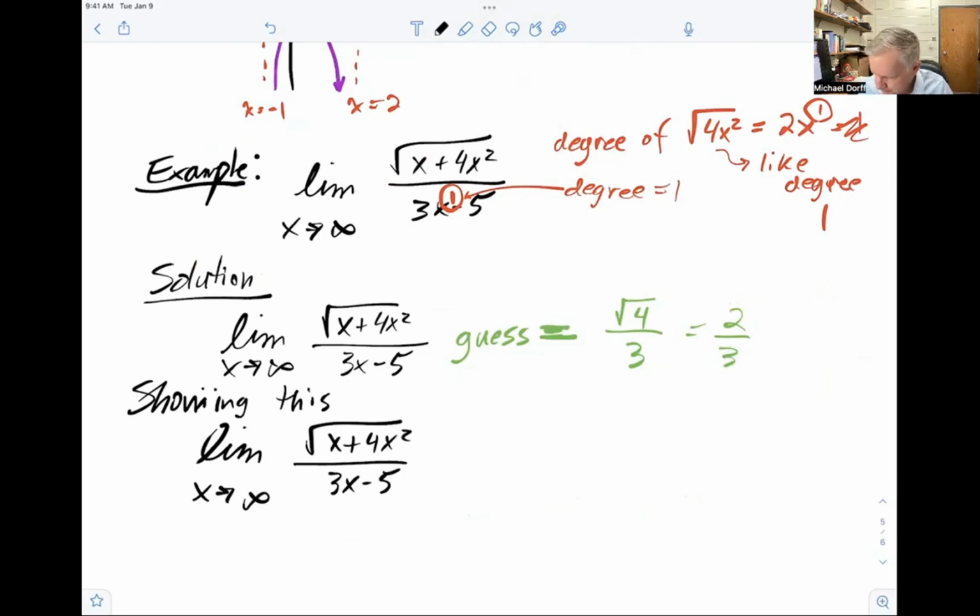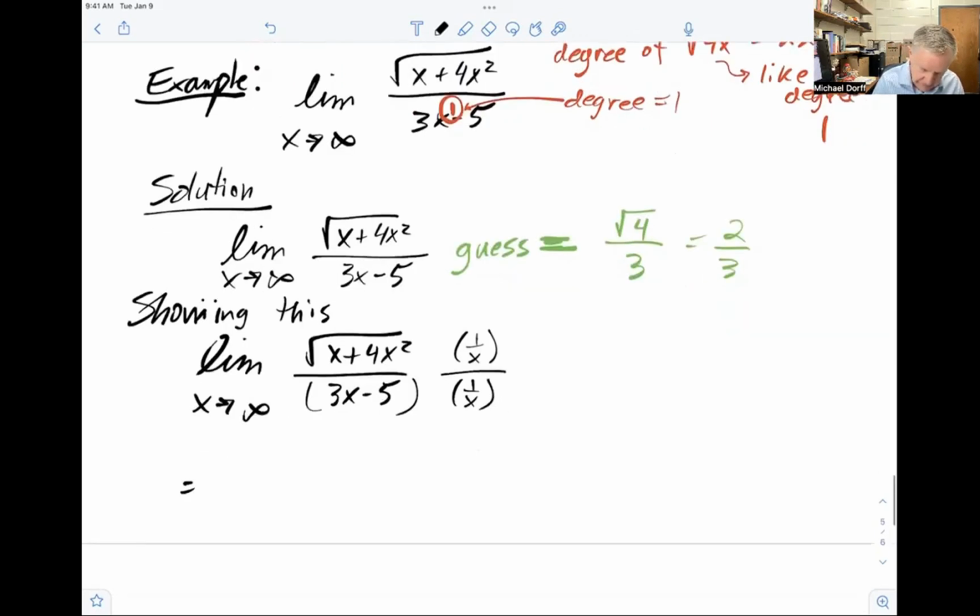So to do that, I'm going to multiply the top and the bottom by 1 over x. Where do I get the 1 over x from? The degree on the bottom is 1, so I want to do 1 over x to the first. And the degree on the top acts like it's 1 because I have the square root of x squared. And I want to make sure that they're both the same, and I want to multiply this all the way through. So I get the limit as x goes to infinity.